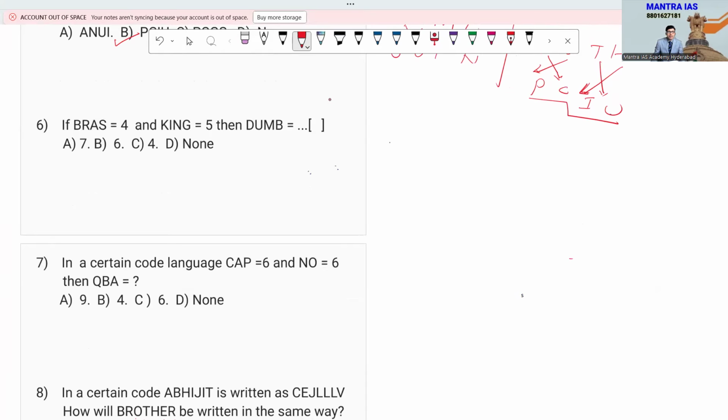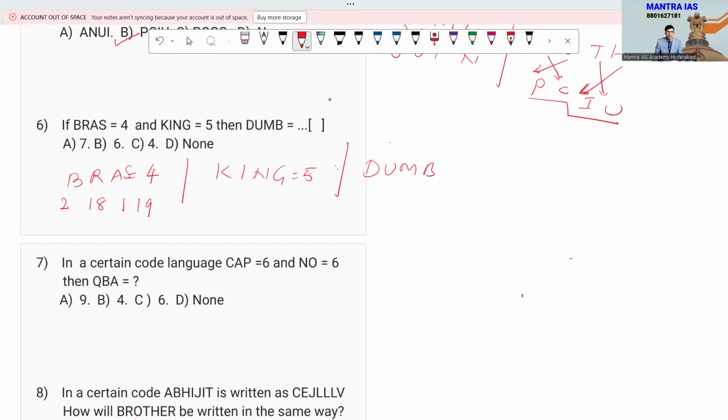So BRAS is 4, KING is 5, then DUMB is what? First point is how BRAS has become 4. In same style KING should be 5. The same logic we have to apply for DUMB. That's a major point now. B is 2, R is 18, A is 1. And of course we have S, it's 19, BRAS.